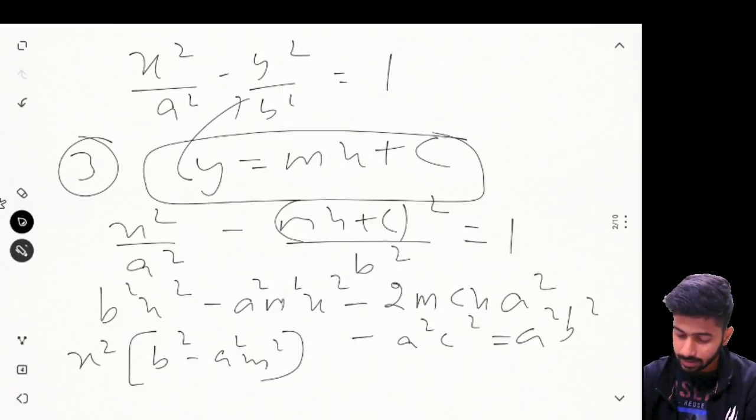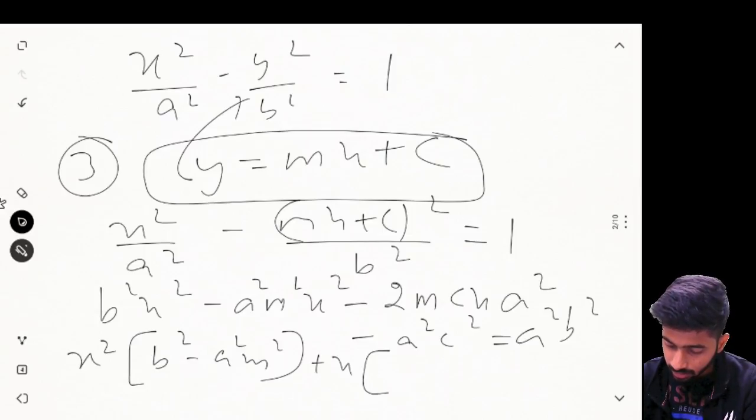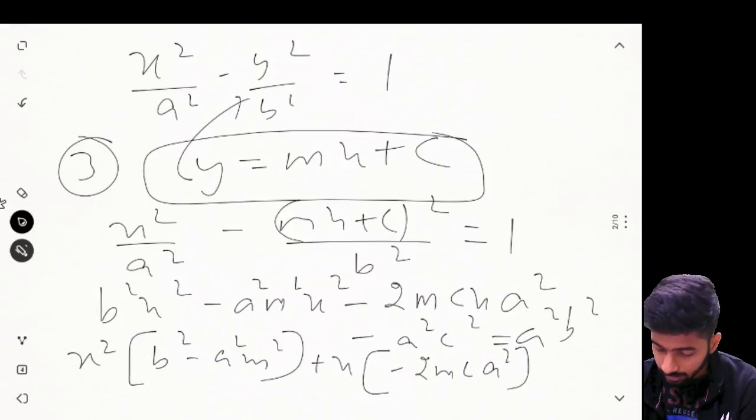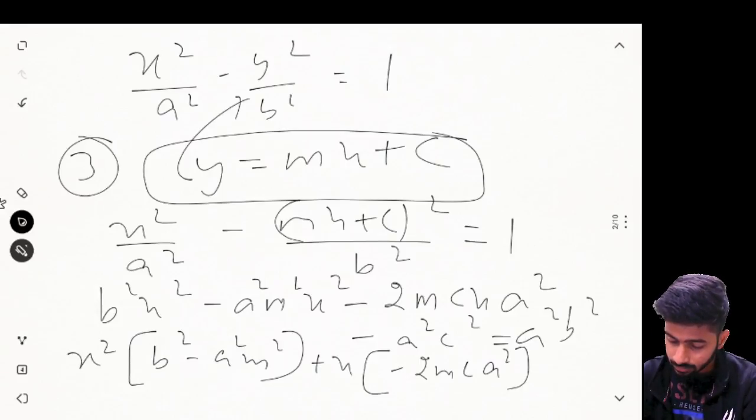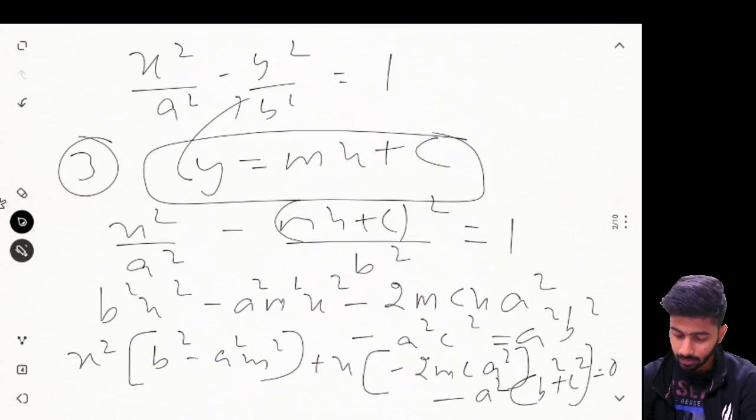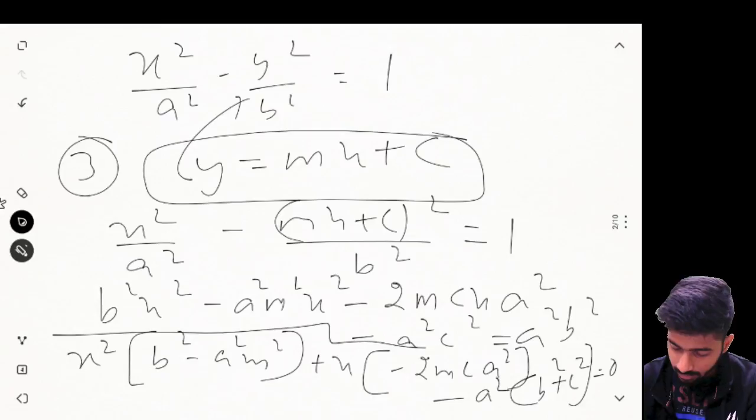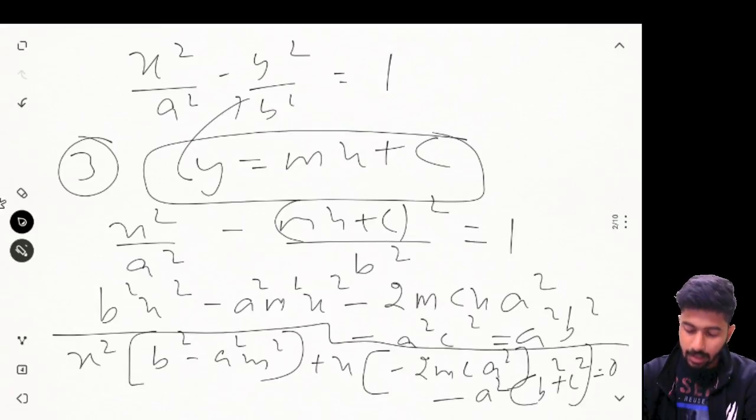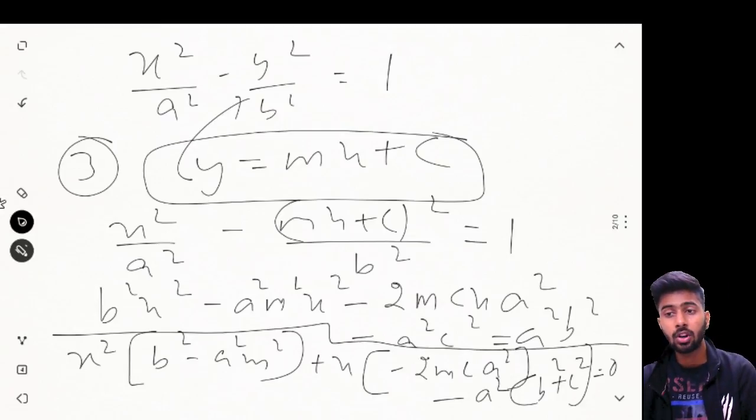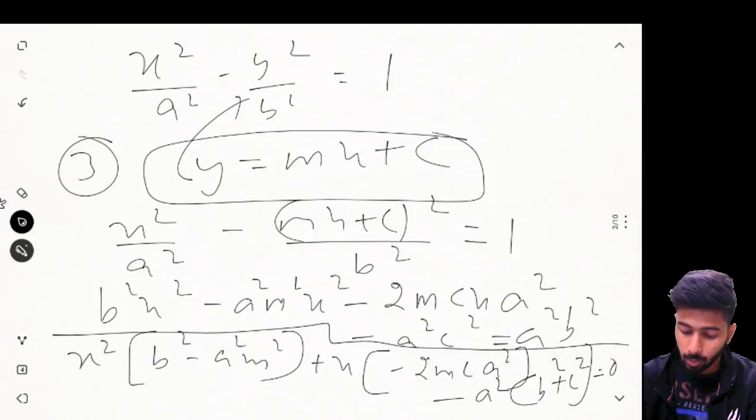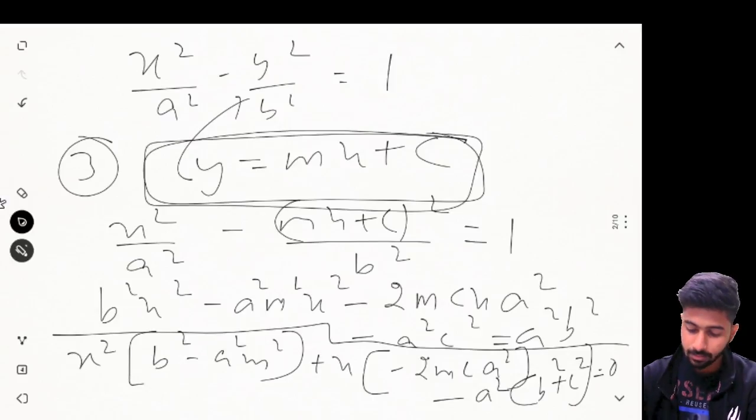Collecting the coefficients of x, I have x into minus 2mc square, and then finally the constants, and that is minus a square into b square plus c square is equal to 0. What is this basically? I'm trying to calculate the x coordinate of the point to which this is the tangent, right?